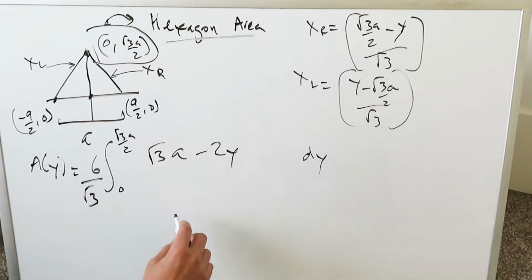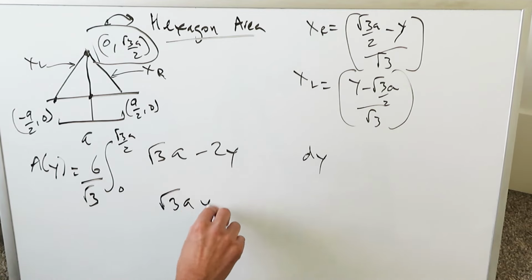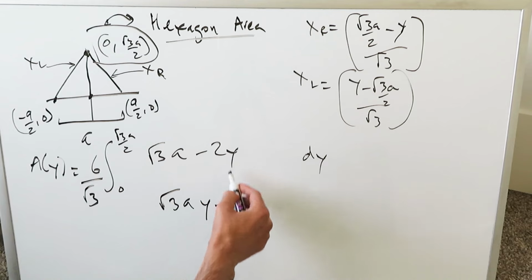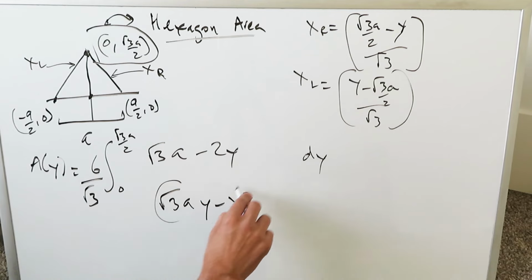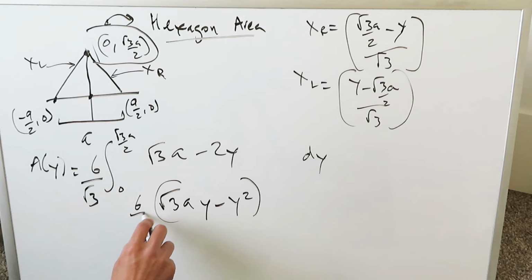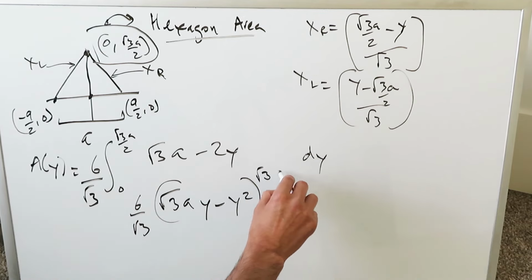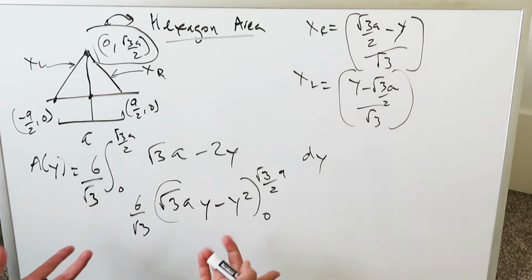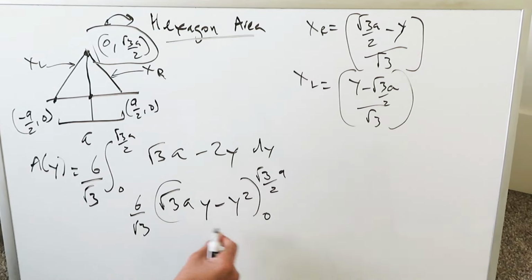The antiderivative here is easy. Your variable is y. Root 3a y minus 2y squared over 2, which is a y squared. You have this sitting outside, 6 over root 3, from an upper limit root 3a over 2 and a 0. Don't put a 0, it's meaningless. Now we do the calculation.